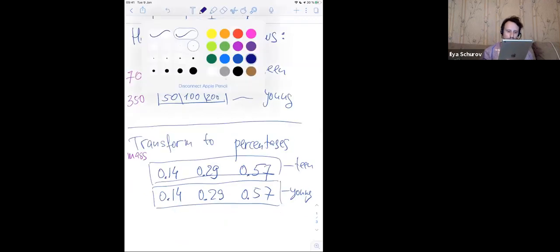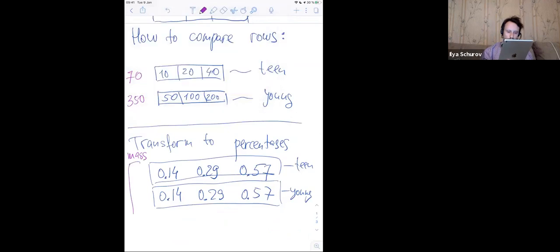So we have some column with masses. Mass proportional to number of items in each row.